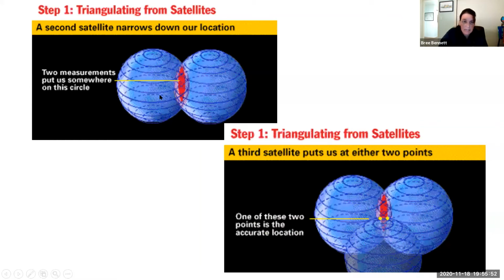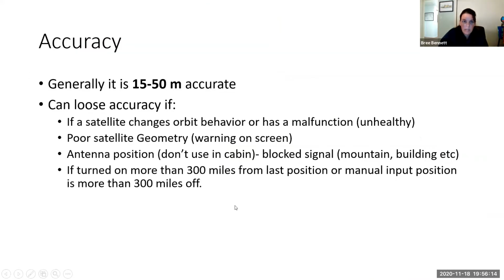Here's another image, a little bit blurry, of that sphere as an LOP instead of an arc or a line. As we get these spheres, the center of that sphere is the satellite that it's getting a distance from using that time signal. Accuracy, when we're talking about regular GPS, is about 15 to 50 meters.